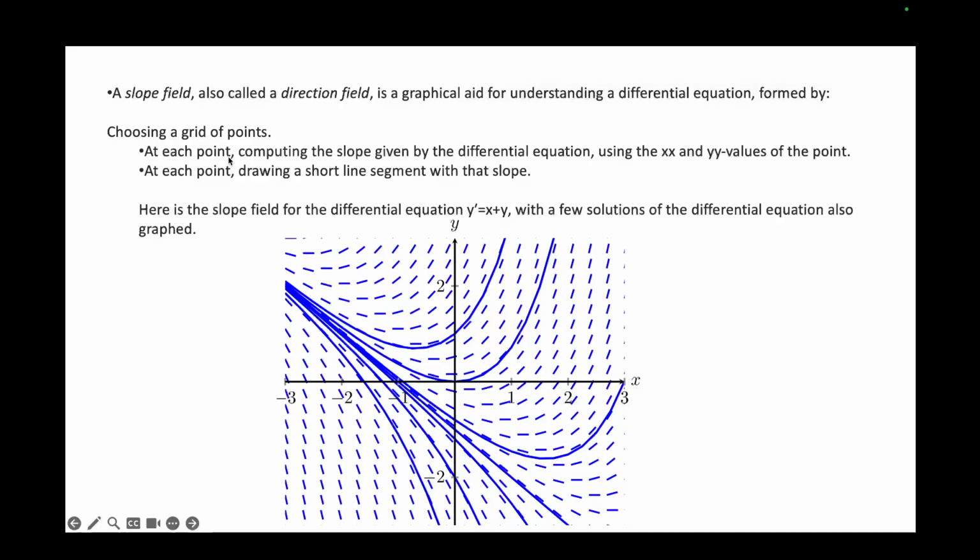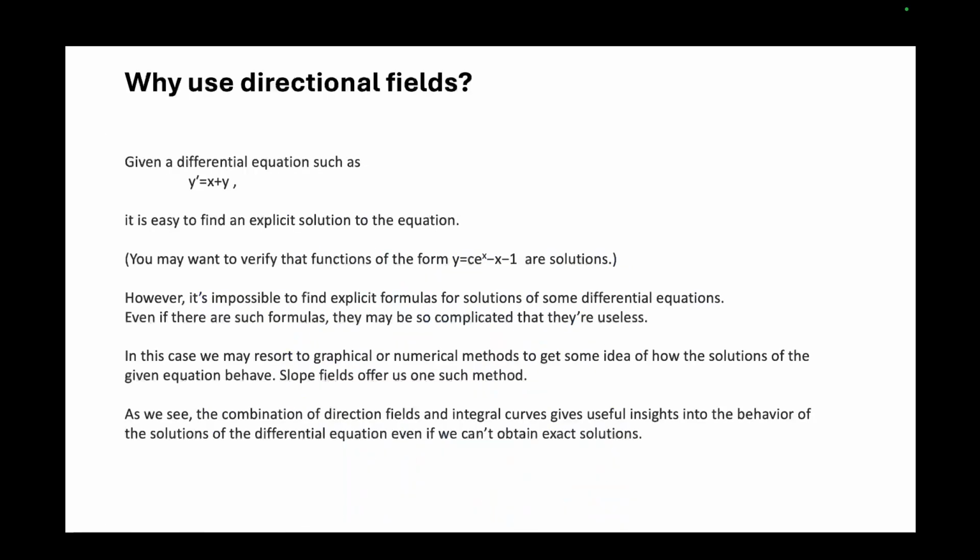Just repeating what I've already said, what you need to do is choose a grid of points, and at each point compute the slope given by the differential equation using the x and y values of the point, and at each point draw a short line segment with that slope, representing the angle at which the tangent is present for that curve. So this is what slope fields and directional fields are.